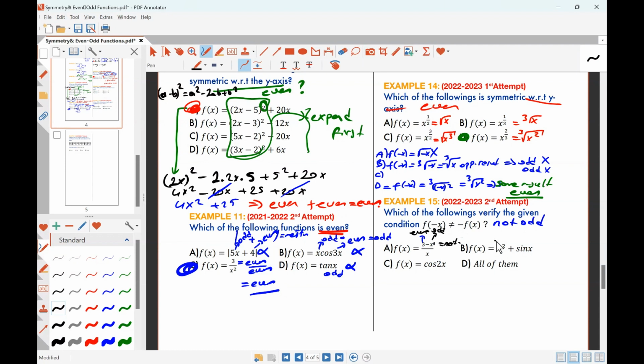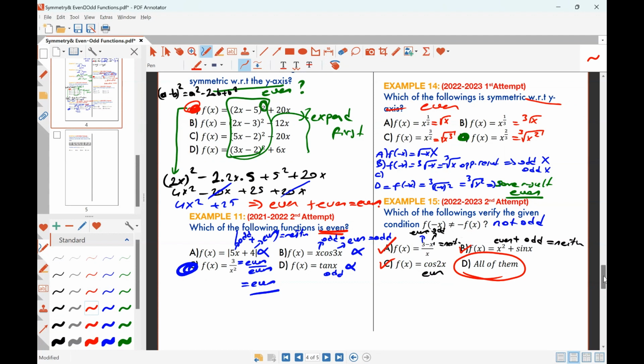Option B, x squared is even, sine x is odd. Adding an even and an odd function will give you neither. So it's not odd. So this is also true. Option A is true. Option B is true. The answer is supposed to be not odd. Option A is not odd, it's neither. Option B is not odd, it's neither. Option C, check option C, cosine 2x. A cosine function is an even function, so it's not odd either. So option C is also true. So all of them are true.